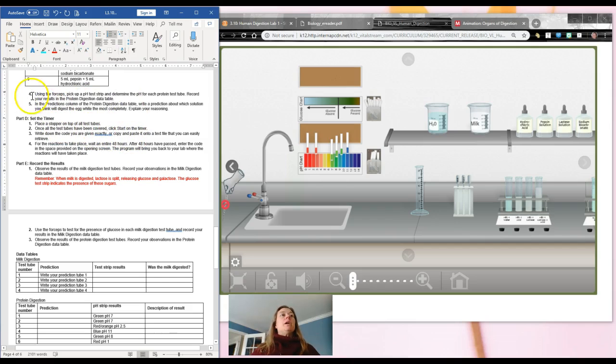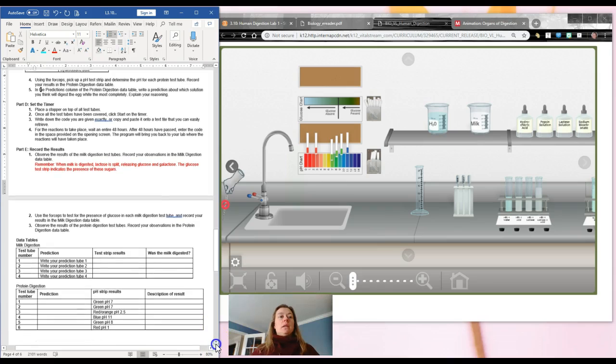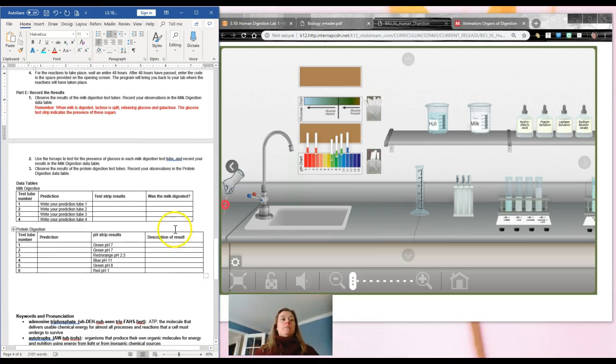We're back up here to part C, number 5. We've done number 4. It says, in the predictions column, write a prediction about which solution you think will digest the egg most completely. All right, so we have to look up here. Remember what we talked about, what's in your stomach normally and how well you digest an egg. So you have to think about that in terms of pH. Acids and pepsin are going to have a low pH. The lower the pH, the more acidic the solution is. The higher the pH, the more basic or not acidic, right?